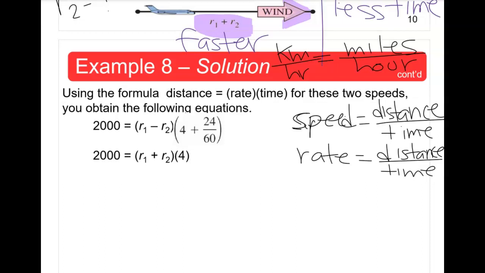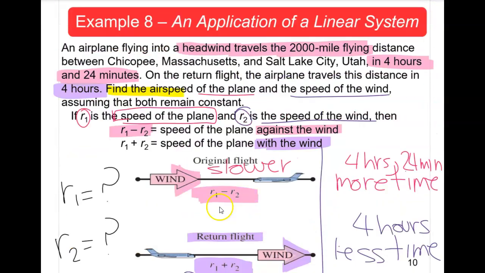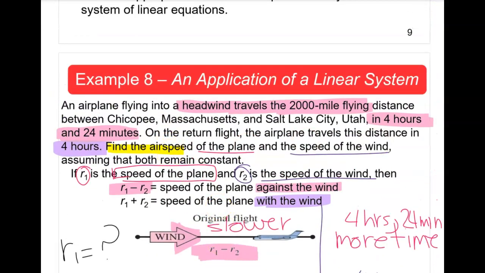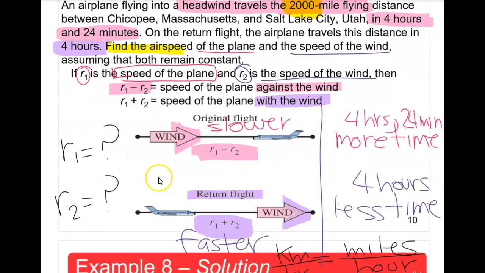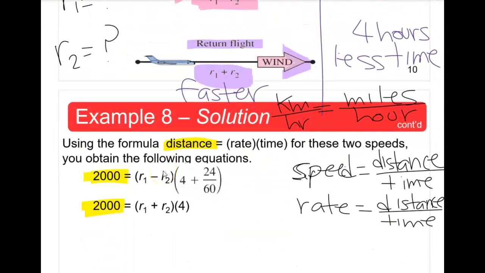So if we want to find, what do we have from the problem? We know the distance because it's the same in both directions, 2,000, and it does say in the problem that it was 2,000. We could see it here, 2,000 mile flying. So we know the speed. I'm sorry, we know the distance, and we also know the time.